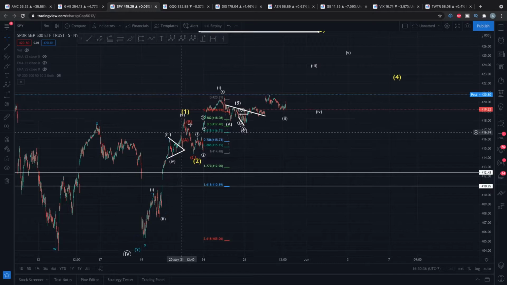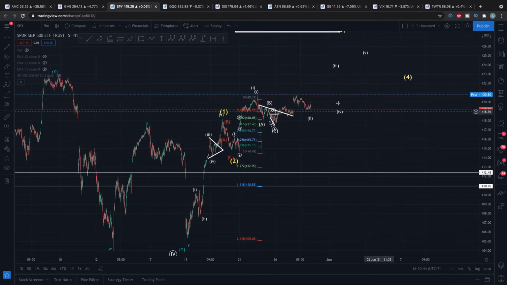To summarize, still looking bullish. This looks like a really good confirmation of an impulsive breakout, and once we do get that impulsive breakout, I'm going to be adding to more positions possibly tomorrow. So stay tuned.